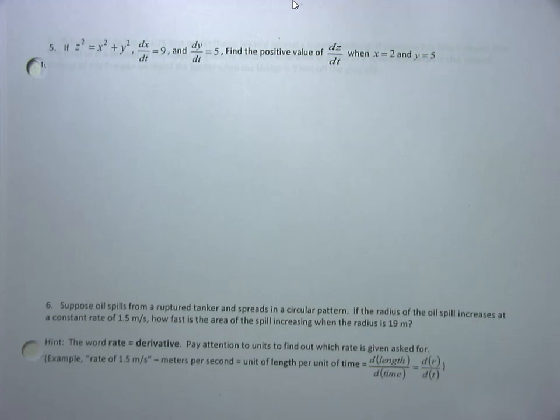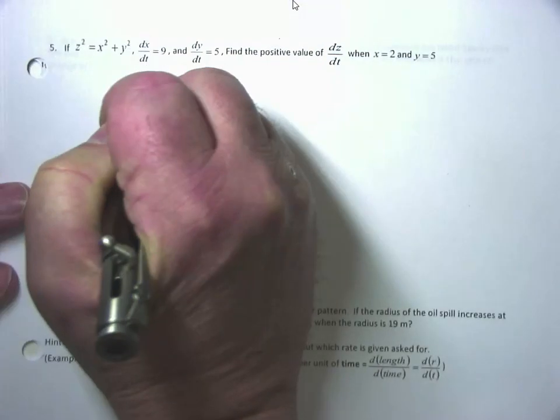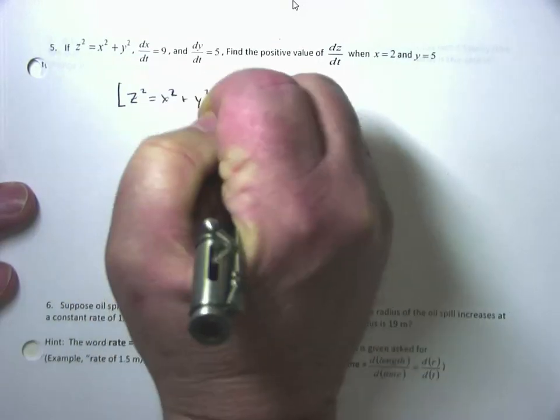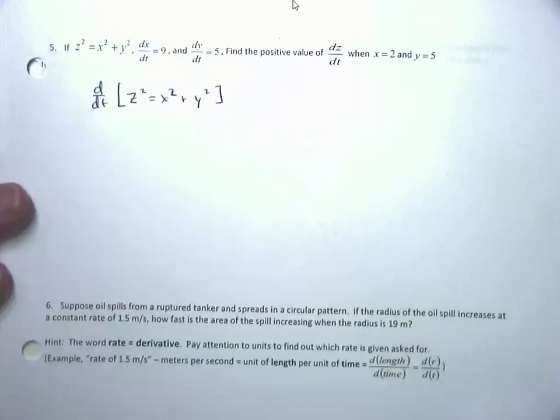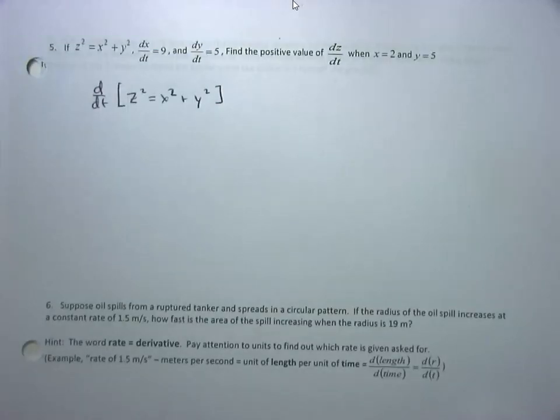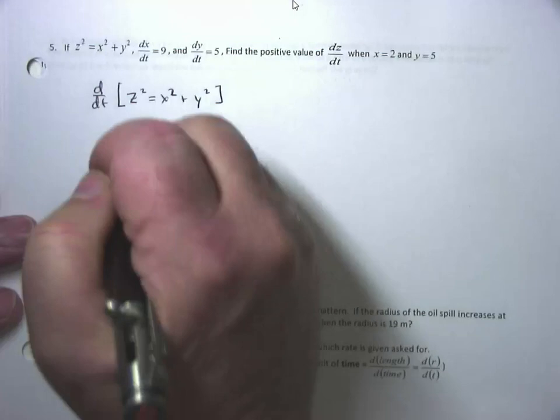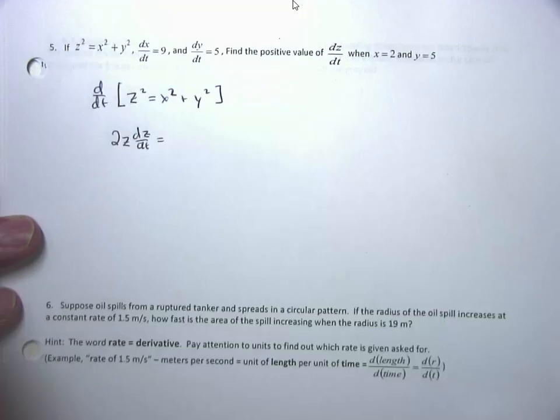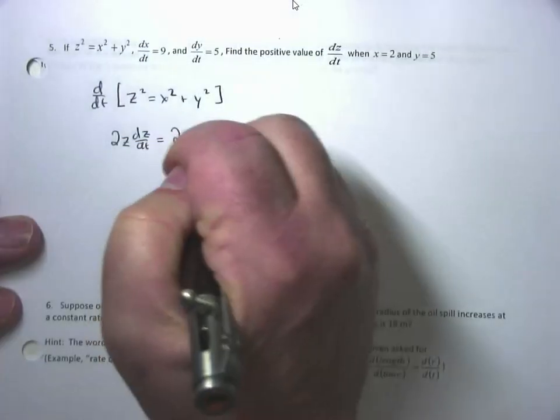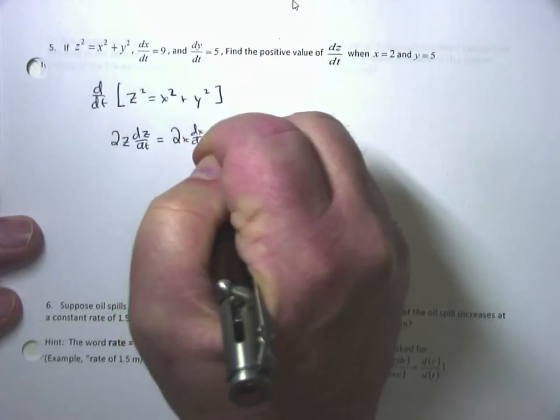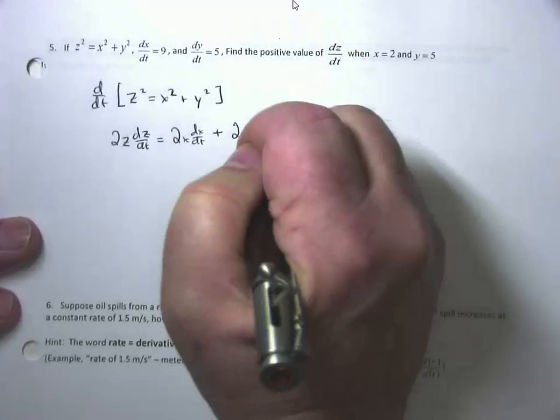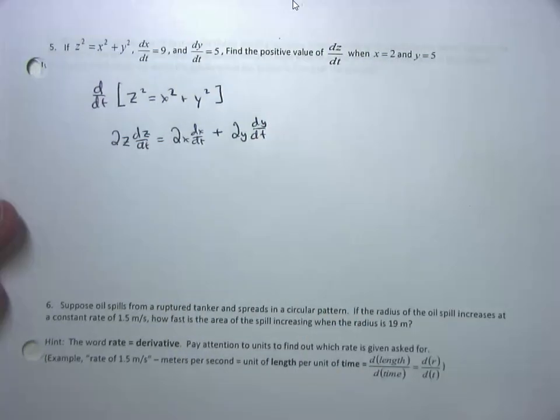So the first thing you want to do, once you've got your equation, z squared equals x squared plus y squared, is take the derivative with respect to time, just like we did a few seconds ago. So the derivative of z squared with respect to time would be 2z dz/dt equals, what's the derivative of x squared? 2x times dx/dt plus the derivative of y squared, which is going to be 2y, but every time you take a derivative of a variable, you have to tack on that d variable, dy over dt. So now you've got your equation.